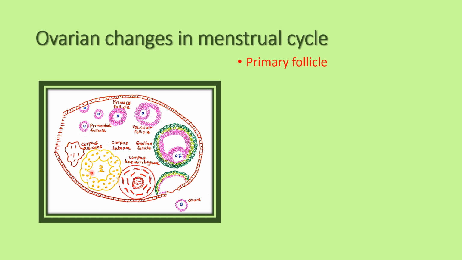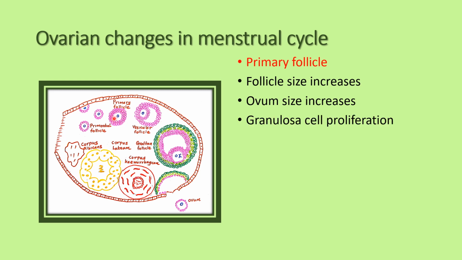The second stage during the follicular phase is the primary follicle. The primordial follicle is converted to the primary follicle. Here the follicle size increases, and the ovum size also increases. Granulosa cell proliferation occurs around the ovarian follicle. The connective tissue capsule forms around the ovarian follicle. The connective tissue capsule formation starts here, in the primary follicular stage of the follicular phase of the menstrual cycle.